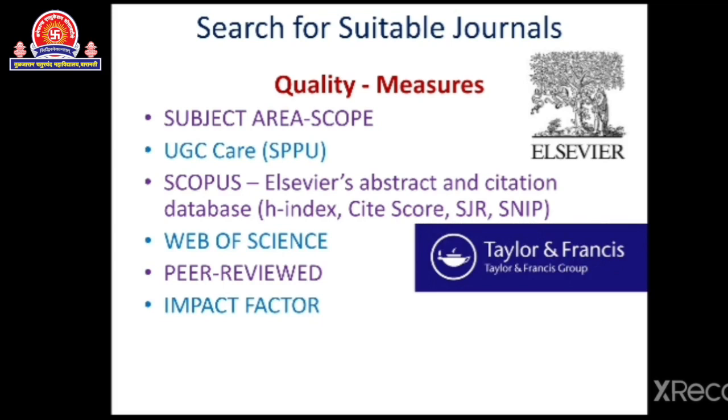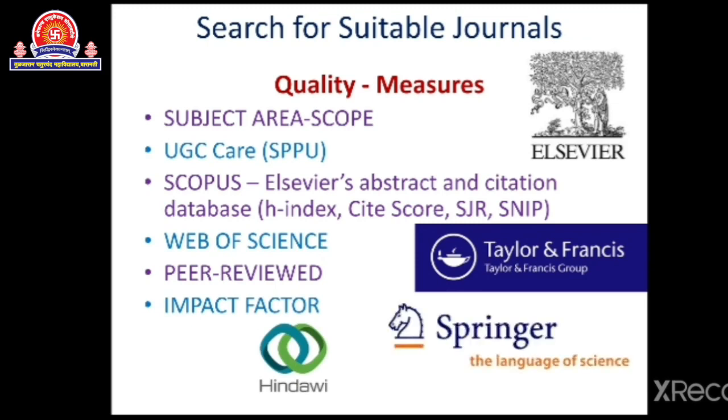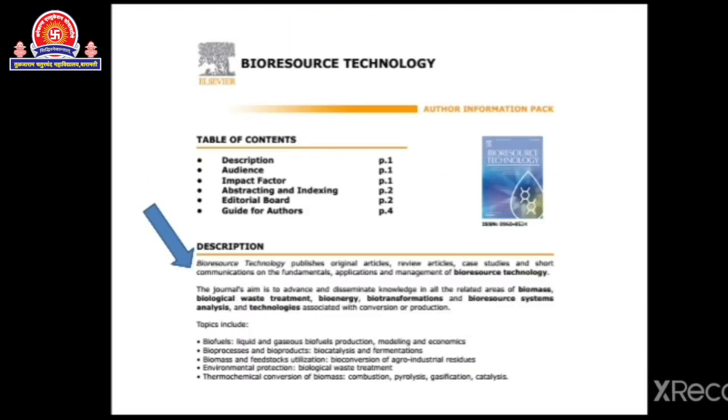Then while selecting a journal, you can see who the publisher of that journal is. So these are a few reputed publishers: Elsevier, Taylor and Francis Group, Hindawi Publishers, Springer. All these are reputed publishers. So publication in these journals is again one of the quality measures.